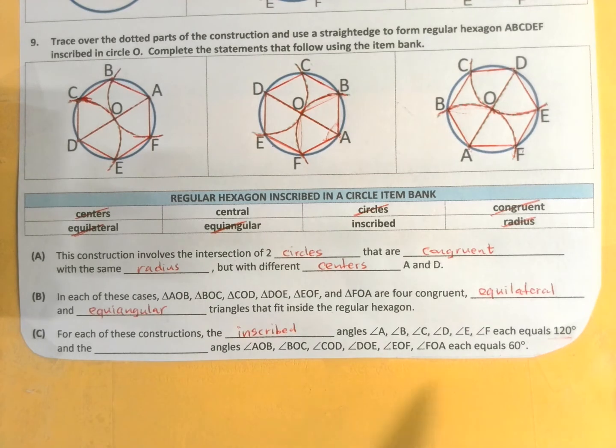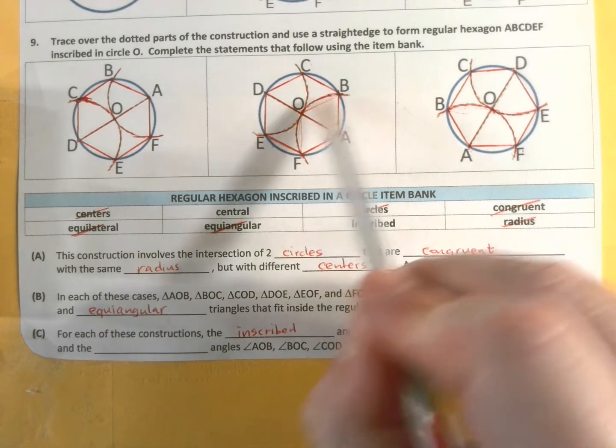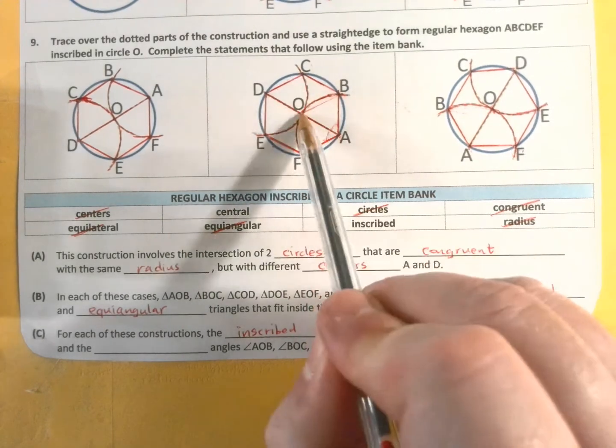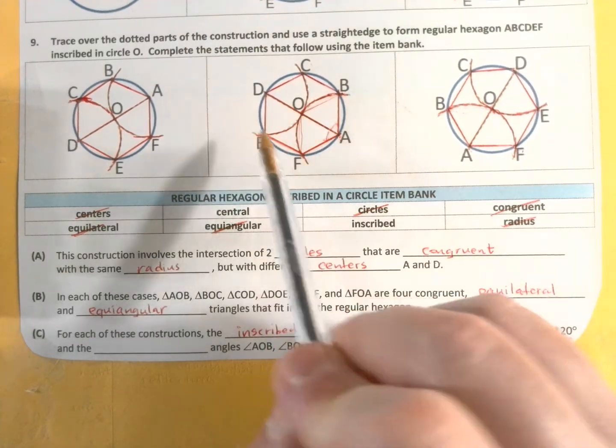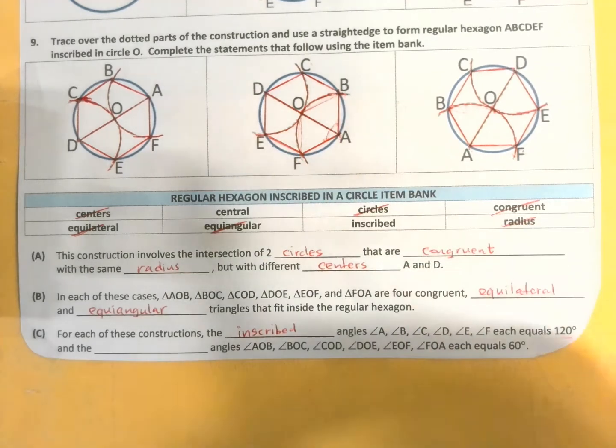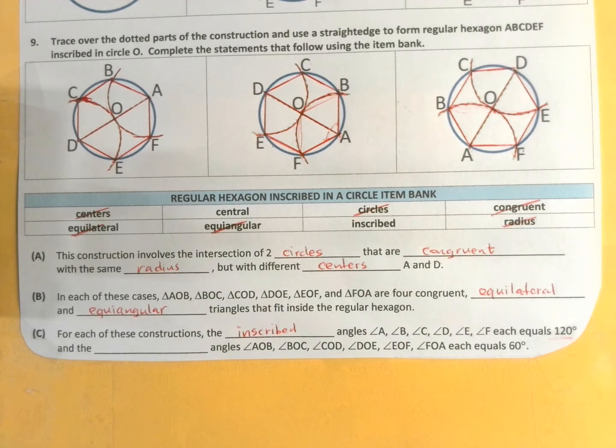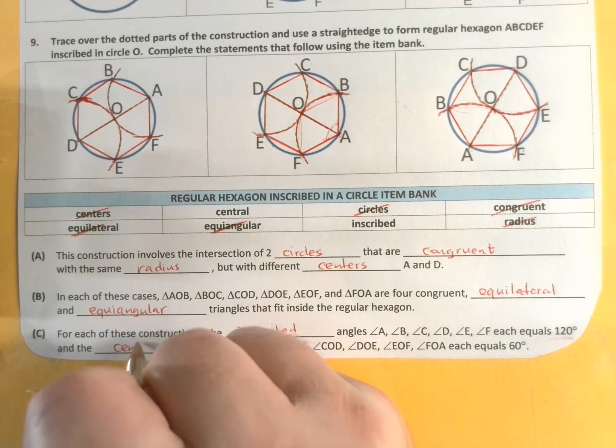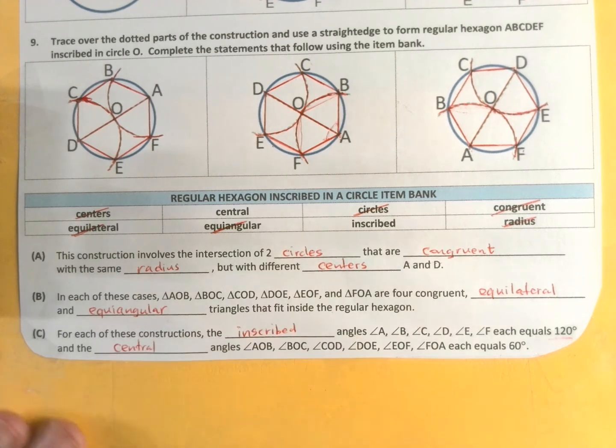And if we look at angle AOB, angle BOC, angle COD, angle DOE, angle EOF, and angle FOA, all of these angles are central angles. And because they're equilateral triangles, each of these central angles will equal 60 degrees.